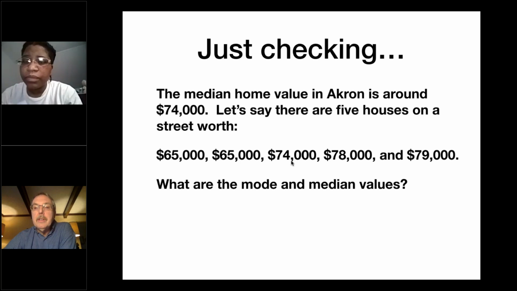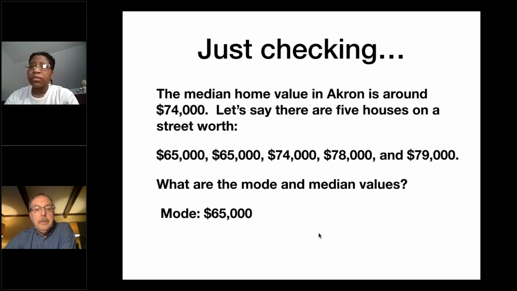Okay, does that make sense? So we've got the mode, the one that appears the most is 65,000, because that appears twice, and the other ones appear only once. And the median is in the middle. Okay, so the mode was 65,000, because that shows up twice. It appears the most, mode and most.